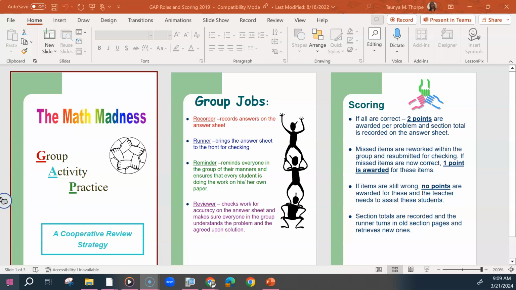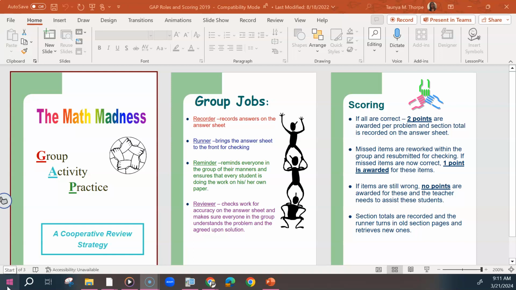There's the recorder, whoever writes down the answers on the sheet. There's the runner, someone who's going to come get the group's answers checked. The reminder, someone who's going to remind everyone to be mindful of their manners, to make sure they're doing their work. There's the reviewer, make sure everyone has the right answer, understands how we got this answer, and that everyone agrees on the same solution. So I'm going to give you a minute to decide in your group who you want to be.